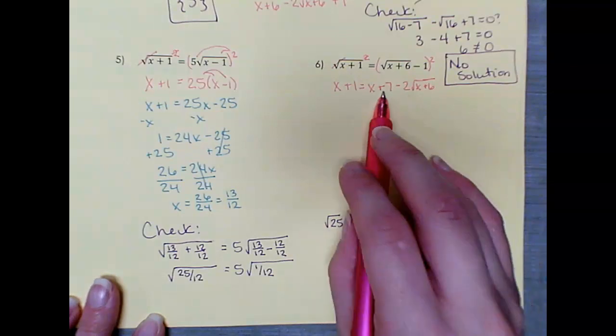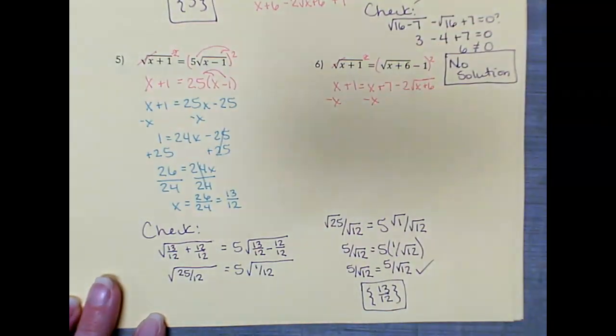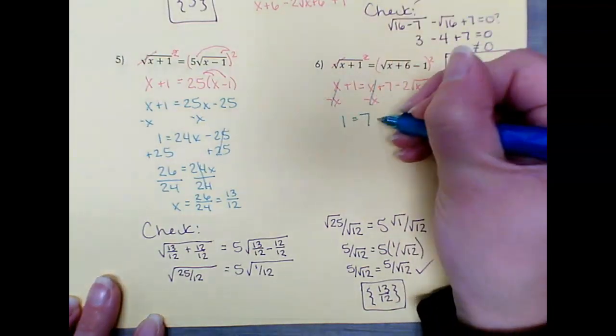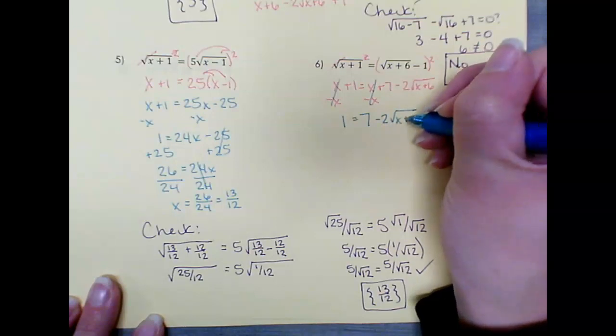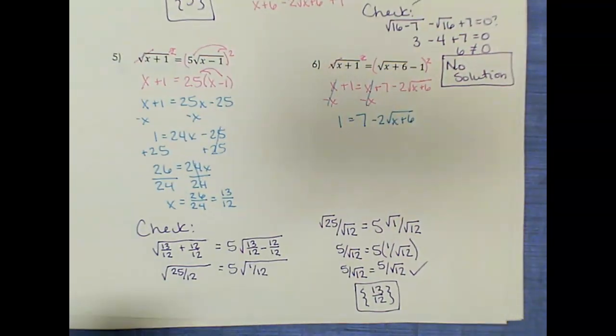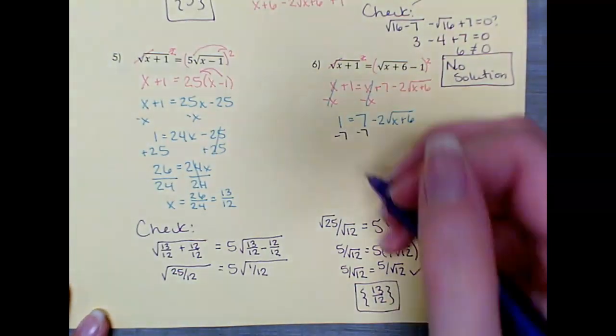Now, if I try to combine these x's, then I notice that they go away. So I have 1 equals 7 minus 2 square roots of x plus 6. I want to try and isolate the square root again. So when I do that, I'm going to subtract my constant.